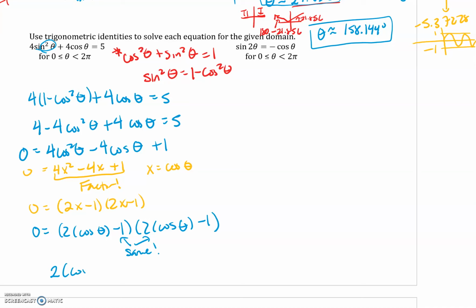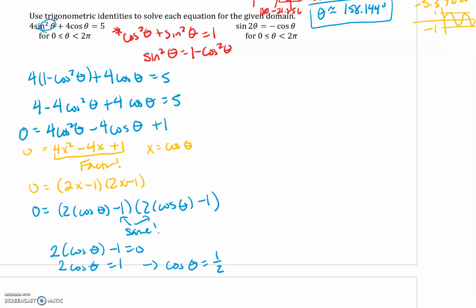So I'm going to get 2 times cosine theta minus 1 equals 0. Add 1 to both sides. Divide by 2. So cosine theta equals 1/2. And remember 1/2, square root 2 over 2, square root 3 over 2. Those are all things that should trigger unit circle in our brain. So let's look at your unit circle. Where is x 1/2? So x is 1/2 at, I want my answer in radians, so I'm going to write this in radians, pi over 3 and 5 pi over 3. So you guys can see how handy that unit circle really is.